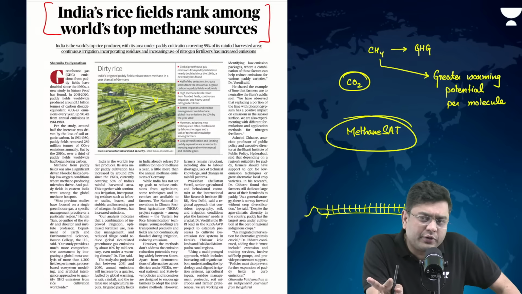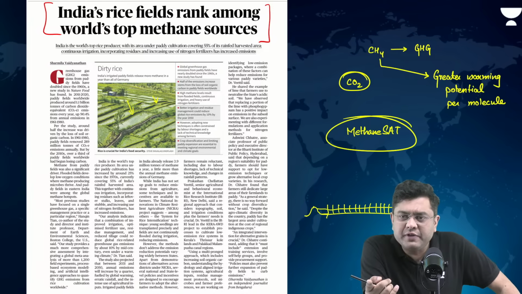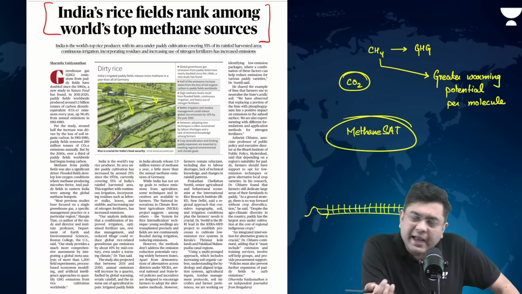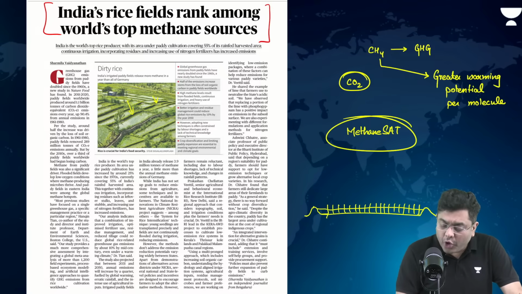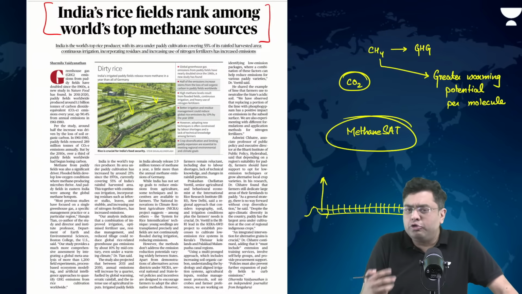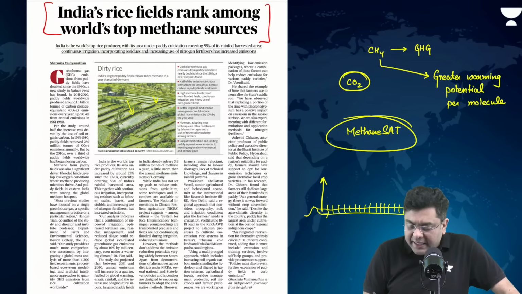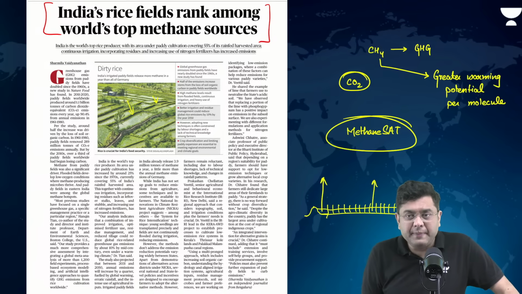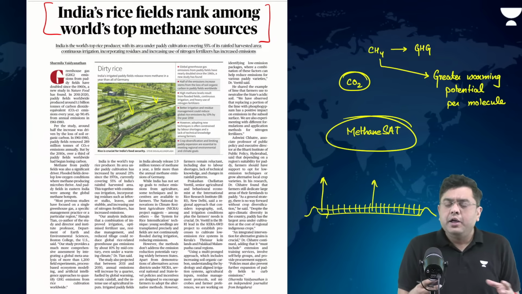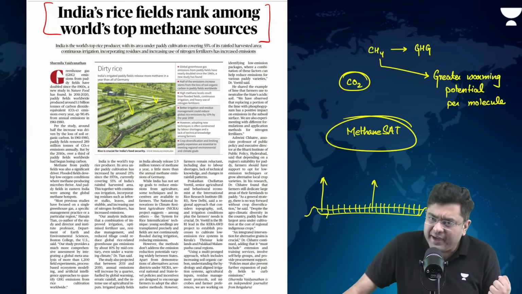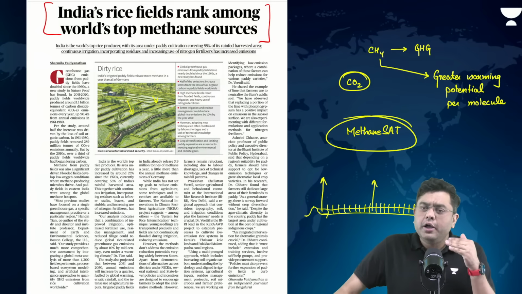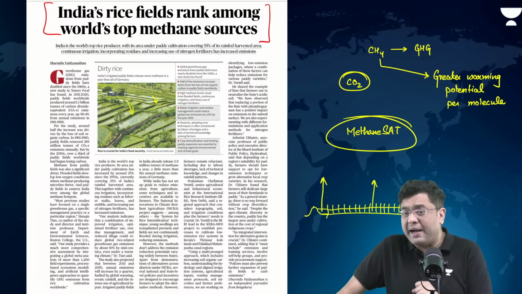As a consequence of that, you will have anaerobic bacteria which will start working. Anaerobic bacteria will produce what? Methane. So as a consequence, when the water evaporates and even through bubbles, methane gets emitted into the atmosphere. In India, you have substantially greater use of flood irrigation as the technique for paddy cultivation.